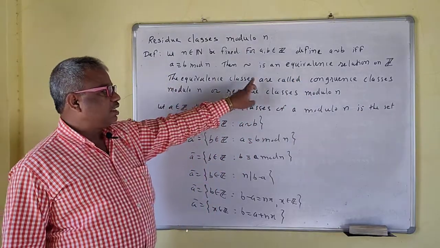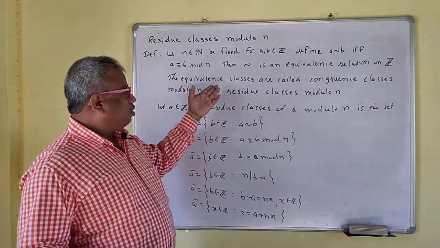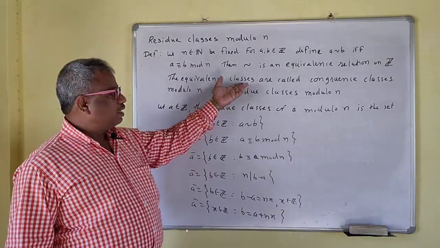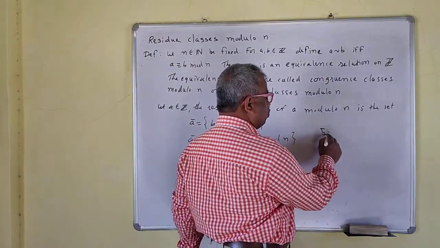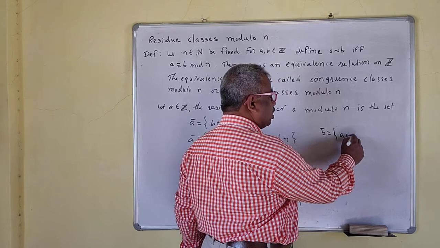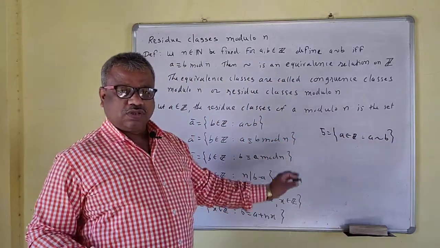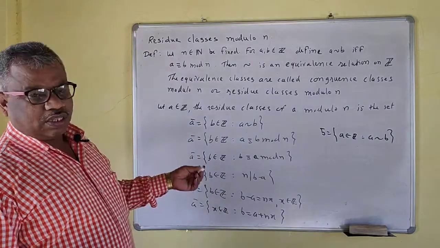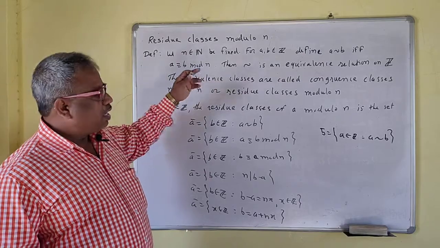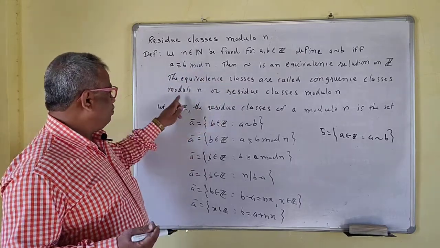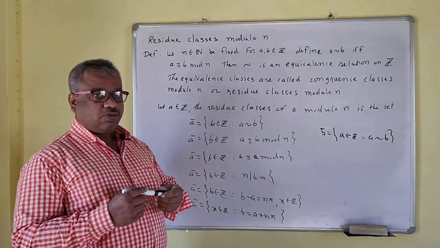The equivalence classes are, so you know the equivalence classes, right? We are already familiar with them. The equivalence class is also denoted by a bar: the set of all integers b such that a is related to b. So the equivalence classes with respect to this relation, a congruent to b modulo n, are called congruence classes modulo n, or also residue classes modulo n.